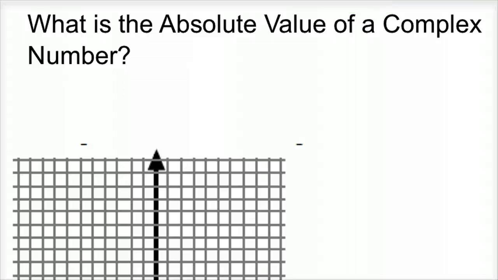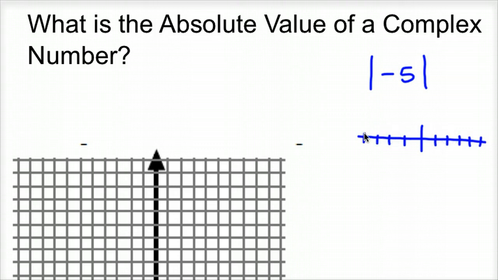Alright, what is the absolute value of a complex number? Well, the first thing you need to know is absolute value. The definition of absolute value is a number's distance from zero on a number line. So, like the absolute value of -5, if you're on a number line, doesn't matter where you're at, -5, this distance to 0 is still just 5. So absolute value is really just distance.